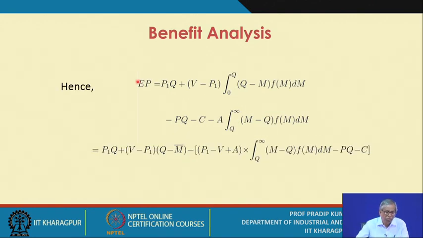So now what is the expected profit? Expected profit equals this minus this. That means expected revenue minus expected cost. Is it okay? So this is the expected revenue and this is the expected cost. So expected revenue minus expected cost is expected profit. So ultimately you get these expressions. Okay.